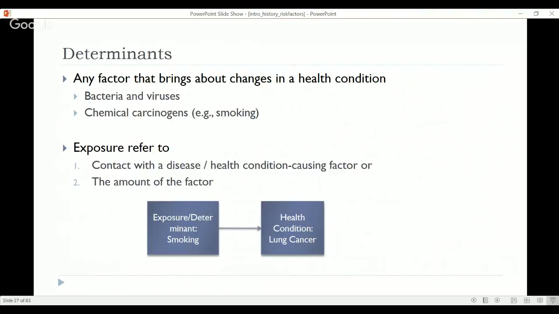Let's take smoking and lung cancer, right? When we talk about the amount of the factor, you could smoke 1 cigarette a day. You could smoke a whole pack a day, right? There's a difference there in the amount that you're being exposed to. So you have contact with a disease or health condition causing factor, that being cigarettes. And then there's also a distinction in terms of the amount of cigarette smoke you're exposed to.